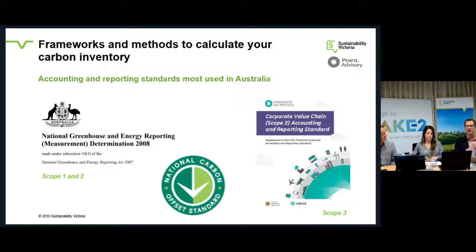There are a lot of organisations who are not doing that in a particularly robust way, which is why the federal government went away and developed NCOS. So under NCOS, anyone can access the standard. It's publicly available, and you can actually self-declare under the standard. So you can go through the process and then self-declare carbon neutrality.